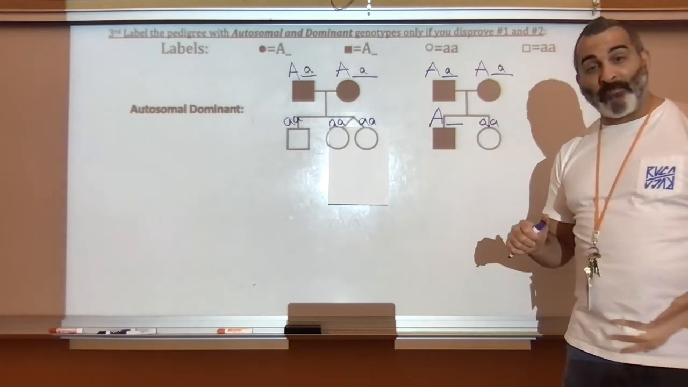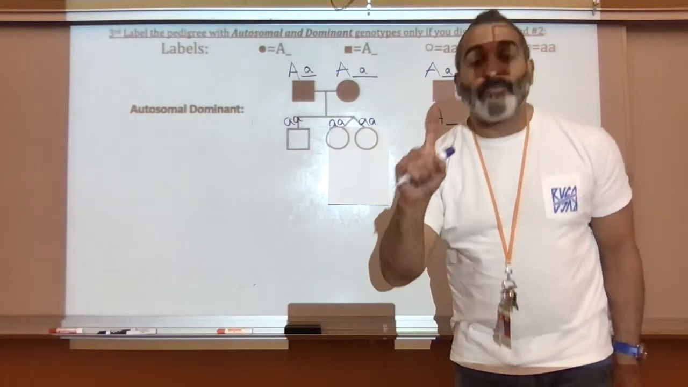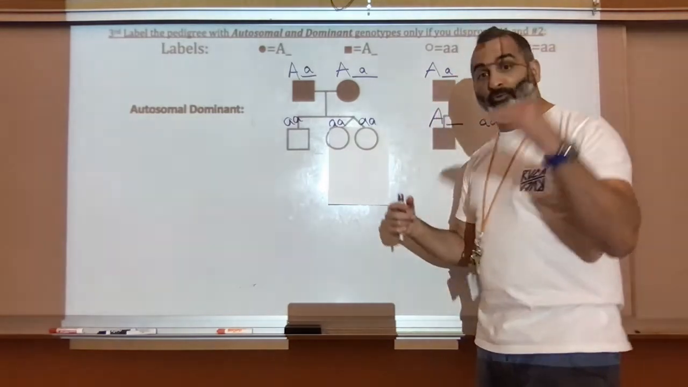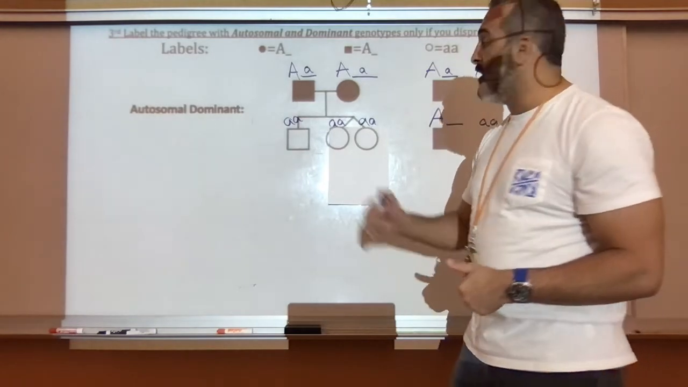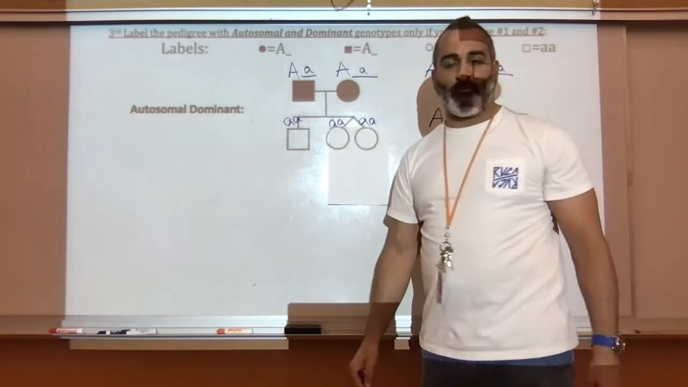Okay, so let's go through them again. When you get a pedigree, you start with number 1. You've got to prove sex-linked incorrect. How do you do that? You read your bullets. Bullet number 1: if a female has it, all of her sons will have it. We just proved it wrong right there.